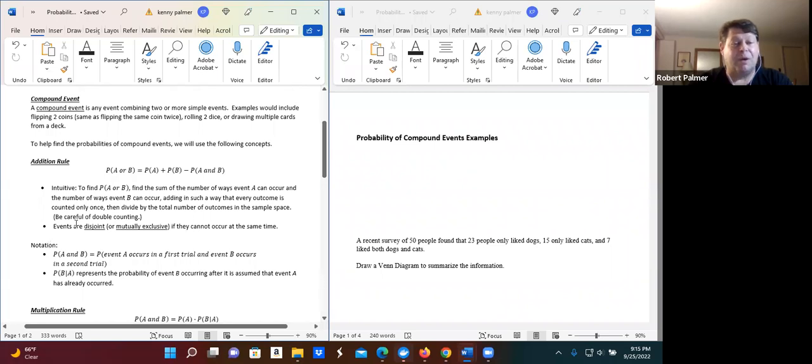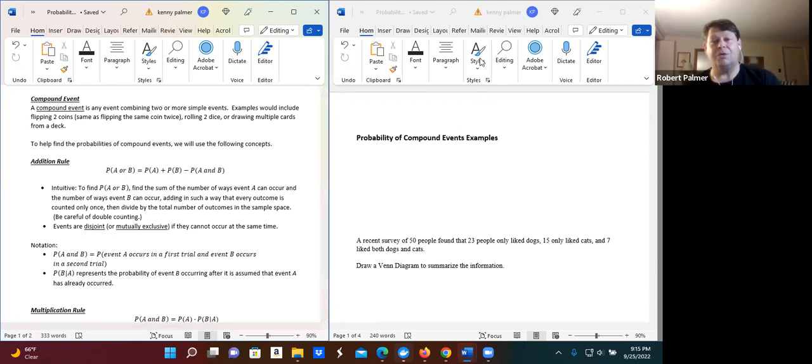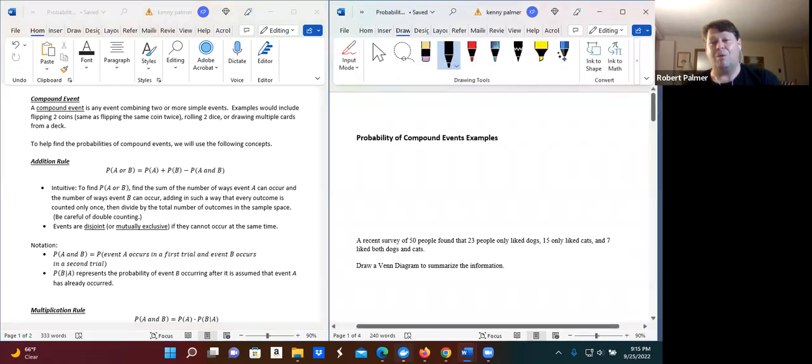Now, events that are disjoint or mutually exclusive cannot occur at the same time. So if events are disjoint, it means that there's no overlap. There's no way A and B can happen at the same time. So let's come over here to the right and draw an idea of what we're talking about and use a Venn diagram to help us out.